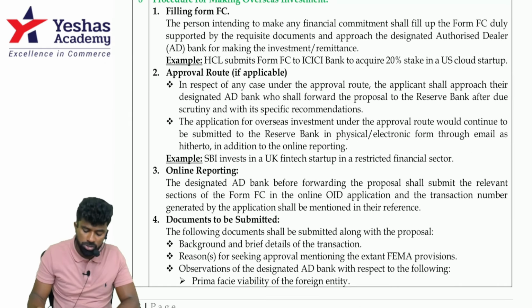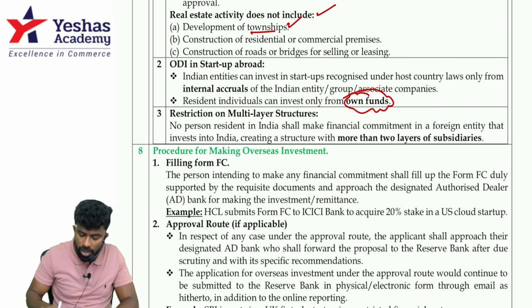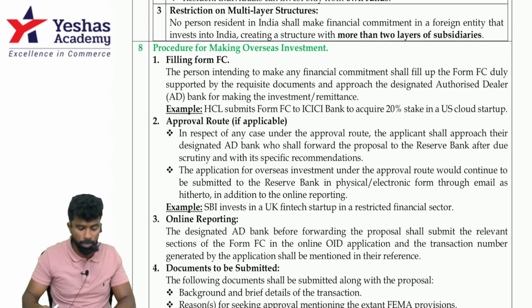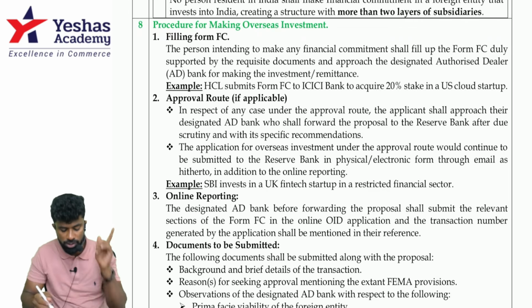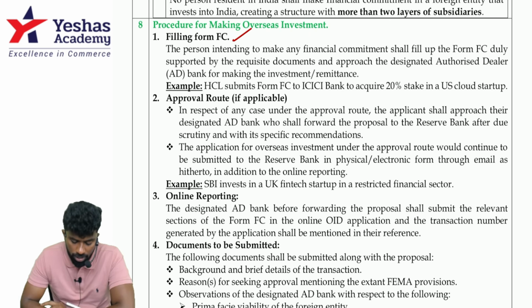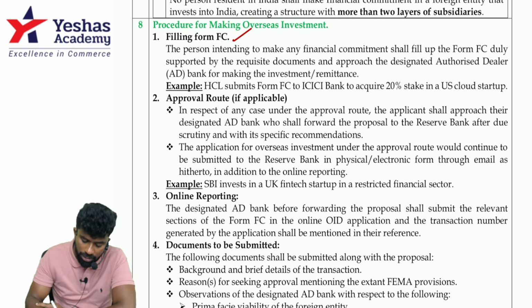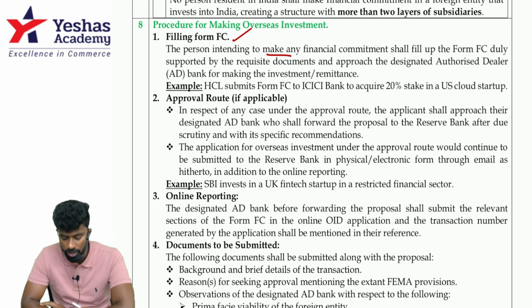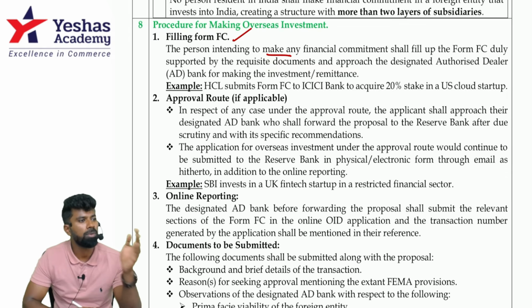Next one, procedures for making what investment? ODI. Important. Procedure for making the ODI. If they ask an easy question, they'll ask this topic. Listen everybody. What is the first point? What is the first step for ODI? Filing form number what? FC. The person intending to make any financial commitment shall fill up the form number what?